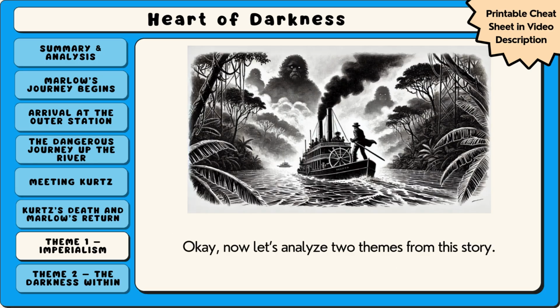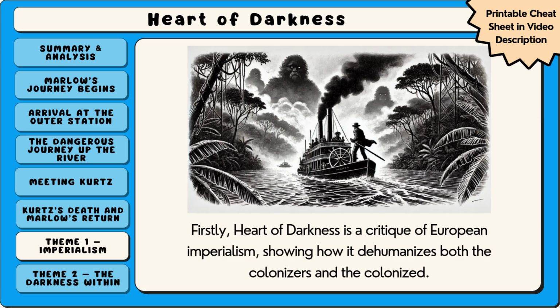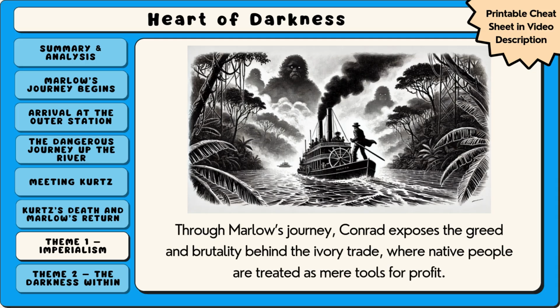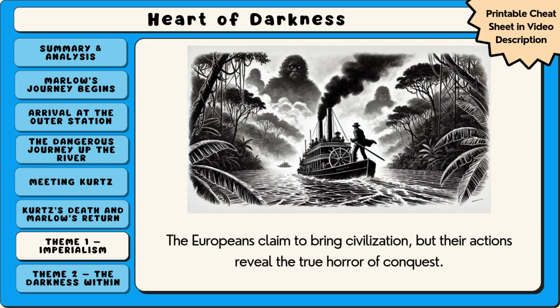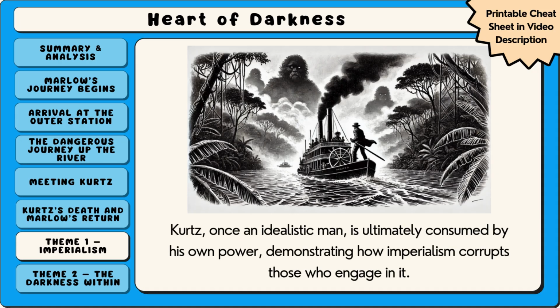Okay, now let's analyse 2 themes from this story. Firstly, Heart of Darkness is a critique of European imperialism, showing how it dehumanises both the colonisers and the colonised. Through Marlow's journey, Conrad exposes the greed and brutality behind the ivory trade, where native people are treated as mere tools for profit. The Europeans claim to bring civilization, but their actions reveal the true horror of conquest.